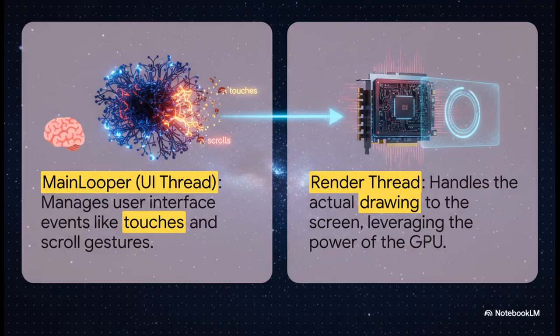You see, to make things feel fluid, Android cleverly divides up the work. All the user interface events, like a touch or a scroll gesture, are managed on a main thread, the famous main looper. But the rendering, the actual work of drawing stuff to the screen, is done on a completely separate render thread to really harness the power of the GPU.